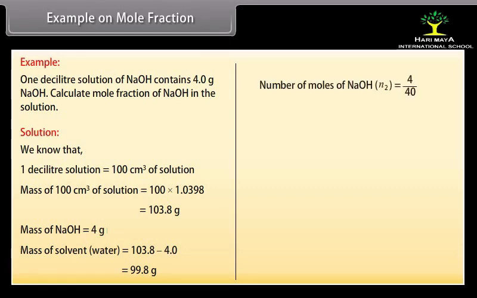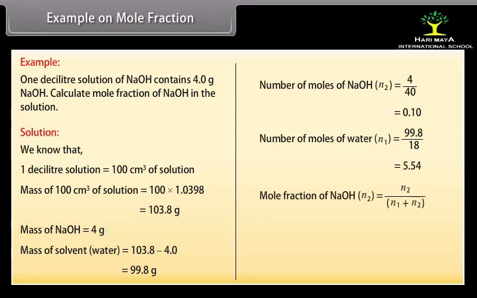Number of moles of NaOH, N2, is equal to 4 upon 40, which is 0.10. Number of moles of water, N1, is equal to 99.8 divided by 18, which is equal to 5.54. Mole fraction of NaOH, X2, is equal to N2 upon N1 plus N2, which is equal to 0.018. Hence, the mole fraction of NaOH in the solution is 0.018.